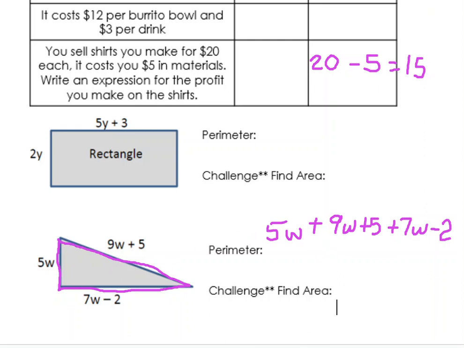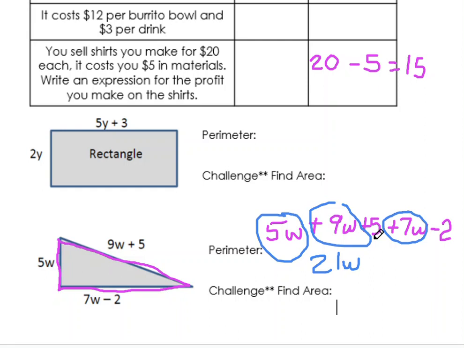So I'm adding up all of my sides, okay? And then from here, I just combine my like terms, right? So I see I have 5W. What can I combine with that? Well, I can combine a 9W with that, and I can combine a 7W with that, right? 5 plus 9 is 14. 14 plus 7 is 21. So we'd have 21 W's. And then I can combine my constants, right? I have a plus 5 and I have a minus 2. 5 minus 2 gives me 3. So it'd be 21W plus 3. And I can't do anything else. That is my answer, 21W plus 3.